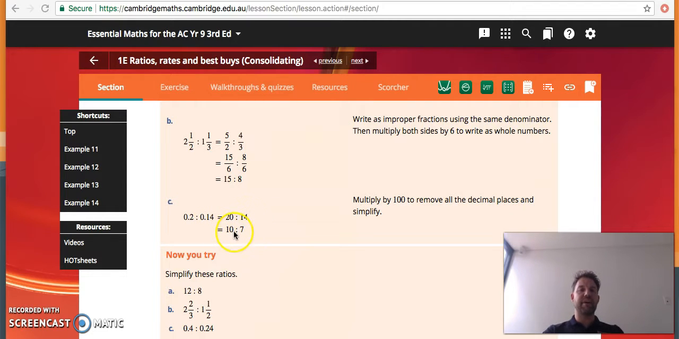We've then simplified it because we know that 2 can go into both of those. 20 divided by 2 is 10. 14 divided by 2 is 7. That's a simplified ratio.